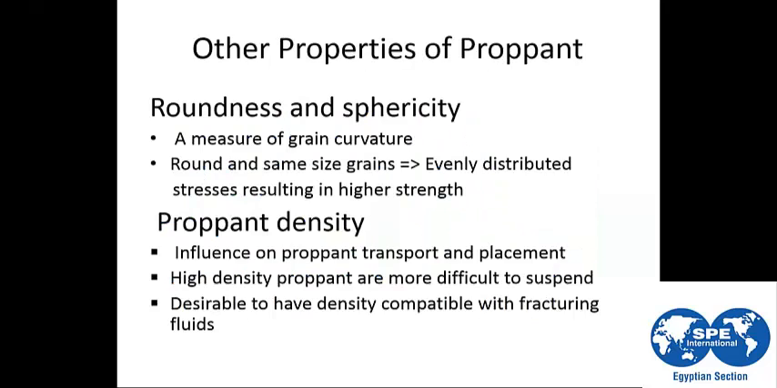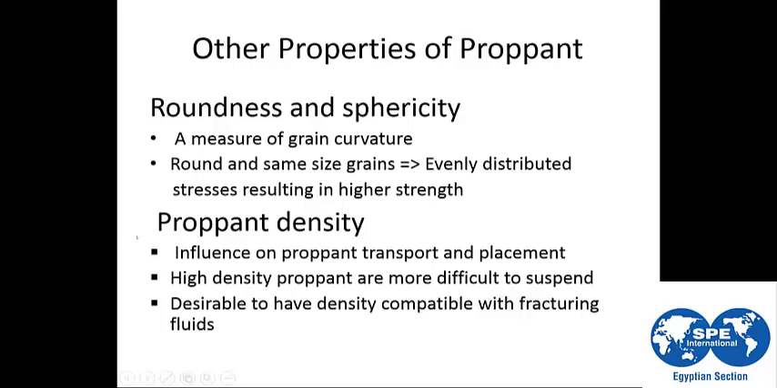What is the concept of roundness and sphericity? Roundness and sphericity are a measure of grain curvature. Round and small size grains evenly distribute stress, resulting in high strength. So a good rounded shape, in addition, will increase the conductivity. Also, it will allow the grain particles to hold higher stress than normal sand particles.